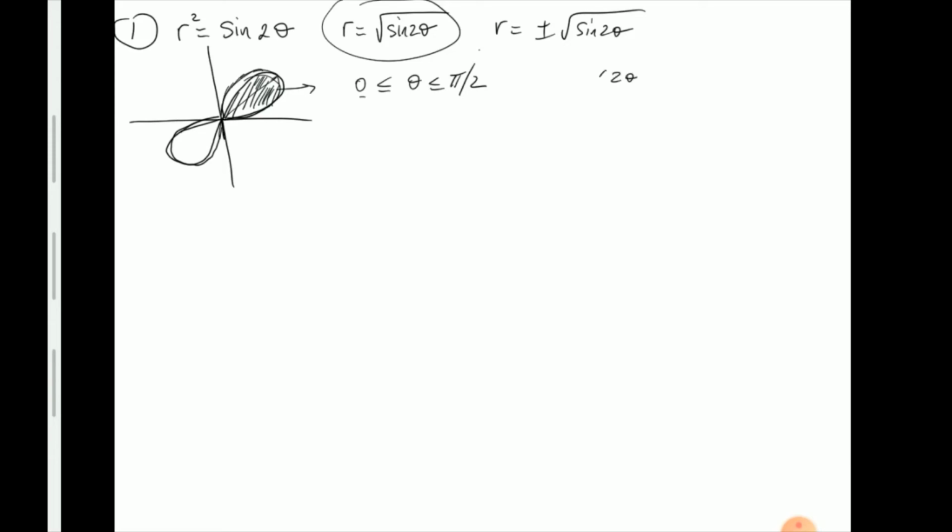If you think about it, there's a maximum radius, because if theta is between 0 and pi over 2, 2 theta is between 0 and pi, right? So at the extremes, sine of that is 0. Sine of 0 is 0. Sine of pi is 0. And in between, there's a maximum when sine is equal to 1, corresponding to theta equals pi over 4, the in between.